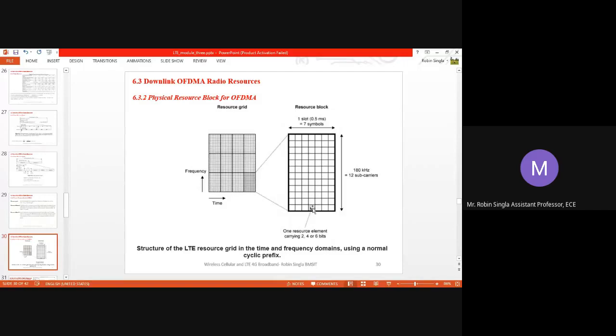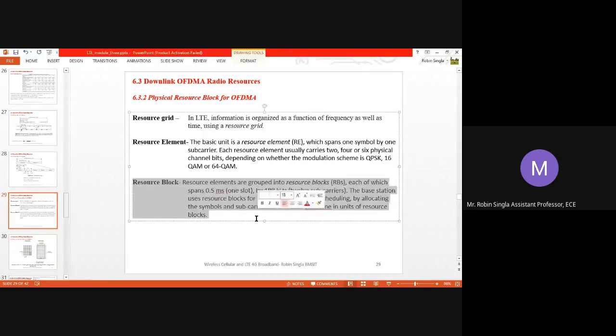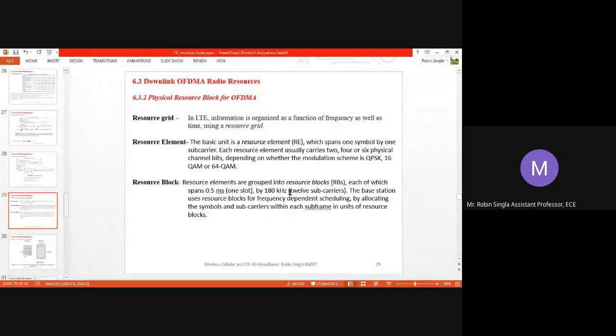So this resource element will carry the bits, and how many bits it carries depends on the modulation technique that has been used. Then the resource block. This resource block is a group of resource elements. Resource elements are grouped into resource blocks, each of which spans 0.5 millisecond.